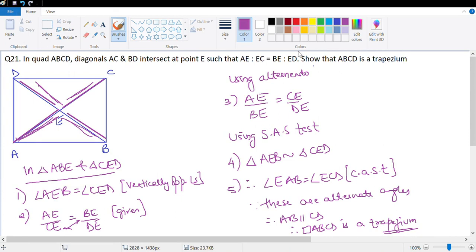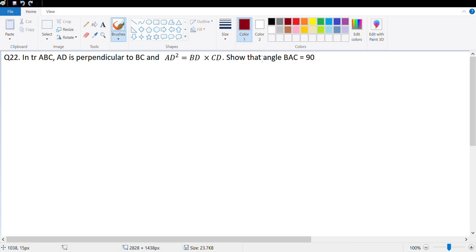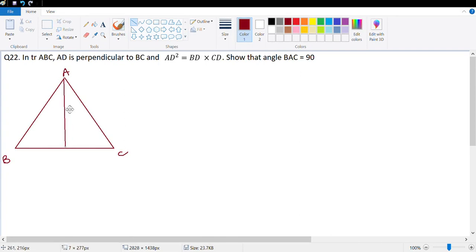The next homework question we have is question number 22. It says in triangle ABC, AD is perpendicular to BC. Let's just draw the rough diagram. So this is A, B and C. AD is perpendicular to BC, something like this. And AD square is equal to BD into CD. We need to show that angle BAC is equal to 90 degrees.